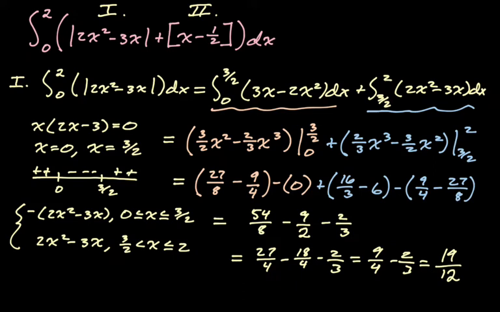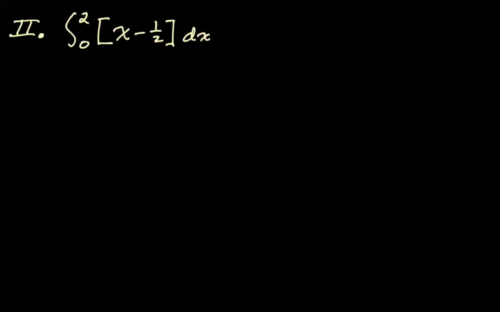But remember, that is not the answer to the problem. That's the answer to the first integral that we came up with. We still have to do the part where we integrate the greatest integer function. So let's move on to part 2 of this integral. So we're going 0 to 2, greatest integer of x minus 1/2 dx.